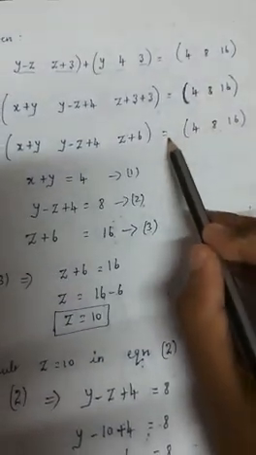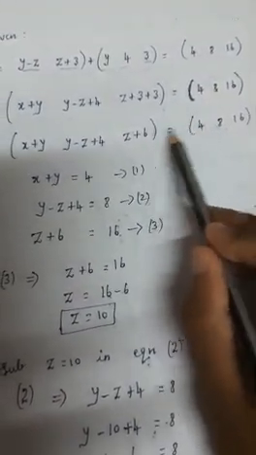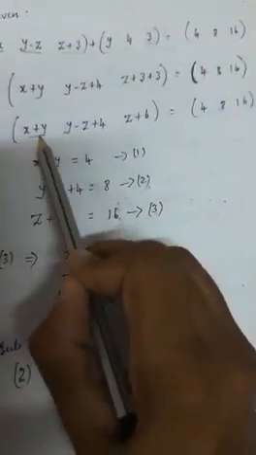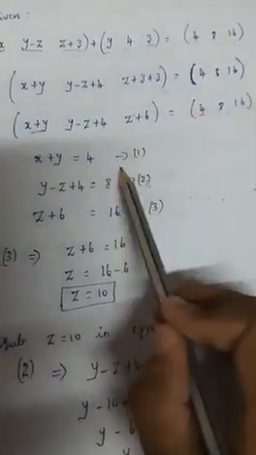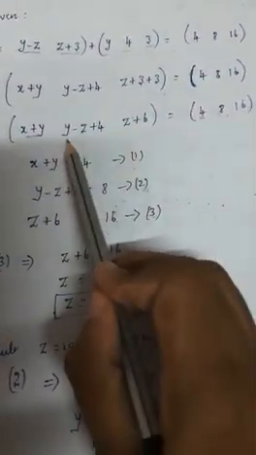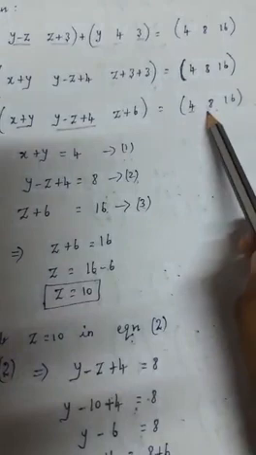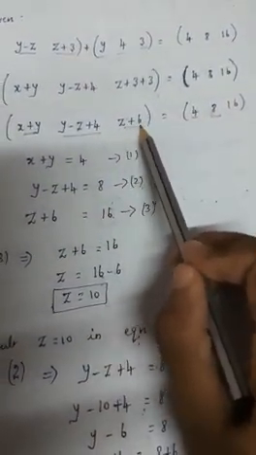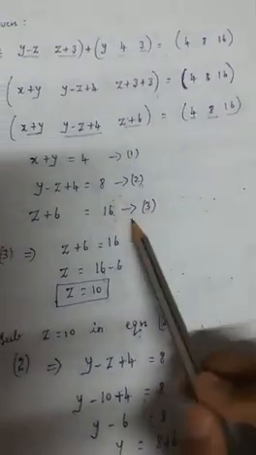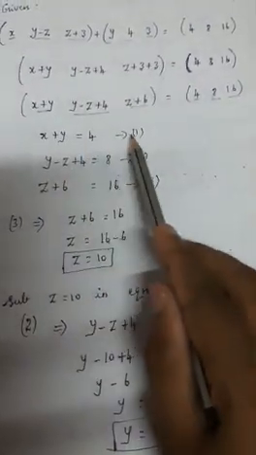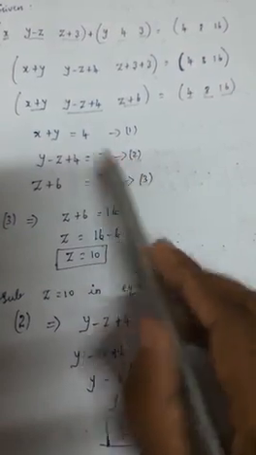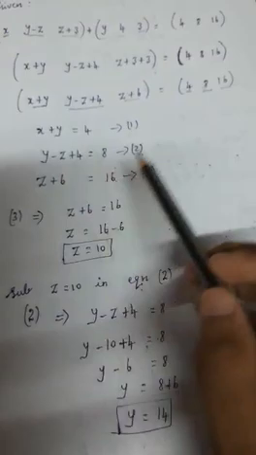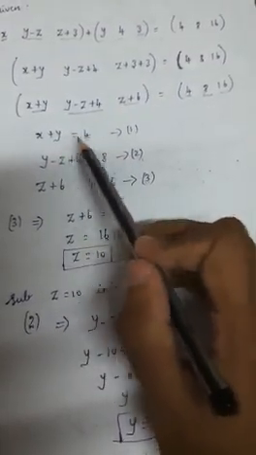So in between you have equal, so this is an equal matrix. Okay, equal matrix means the corresponding elements also must be equal. So then this corresponding element x plus y is equal to 4, that you can consider as equation 1. Next corresponding element y minus z plus 4 is equal to 8, you can consider as equation 2. Next corresponding element z plus 6 is equal to 16, you can consider as equation 3. Now we are going to find out the value of x, y, z using these equations.